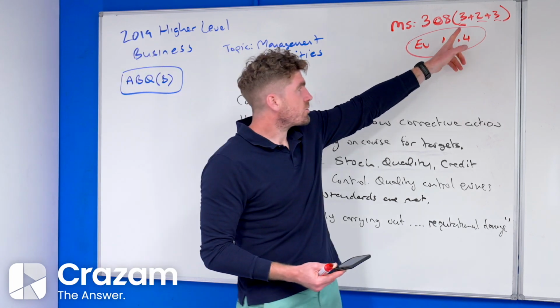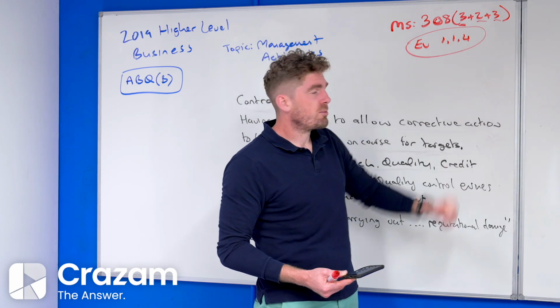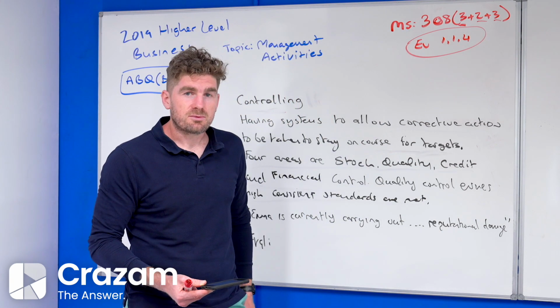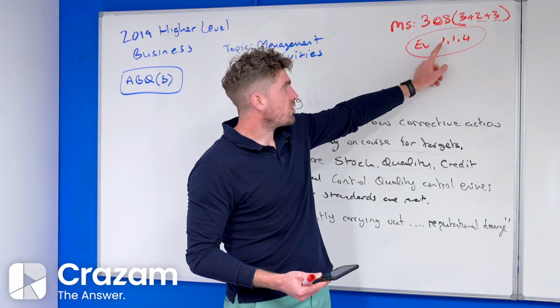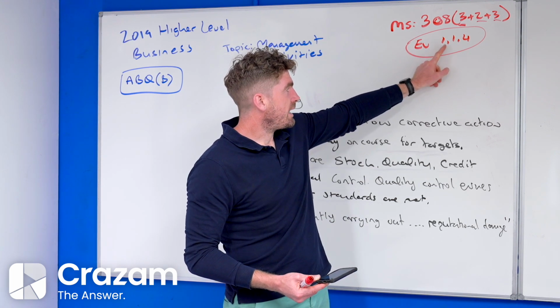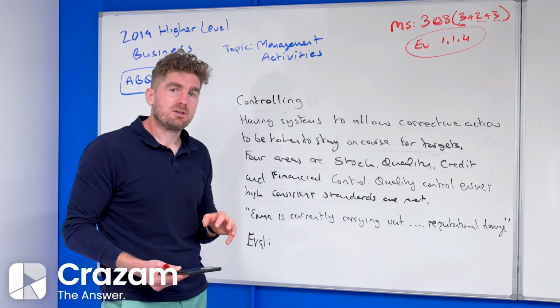So the marking scheme here is 3 marks for giving the activity, 2 marks for a keyword for it, and 3 marks for a direct quote from the text that's relevant to that activity. And then the evaluation was 6 marks in total, but it was broken up: 1 for planning, 1 for organising, and 4 for the evaluation of control. So you needed to evaluate each of them.